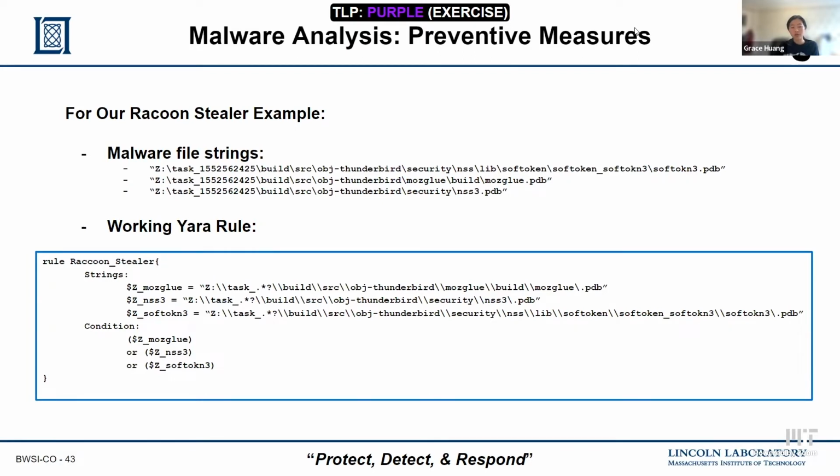So we pulled malware file strings that describe file paths used by the malware files, and we set them as our string variables. In the condition section, if any of the three variables show up, it will trigger the rule.